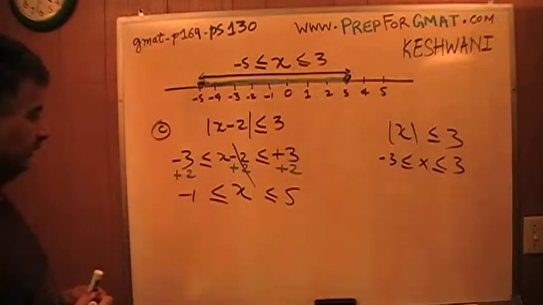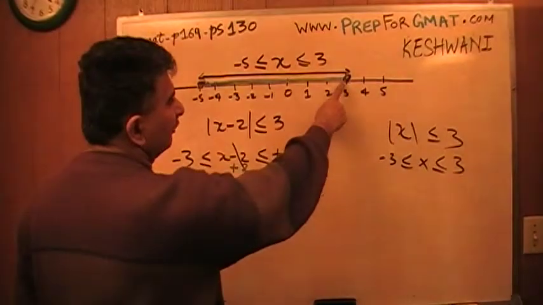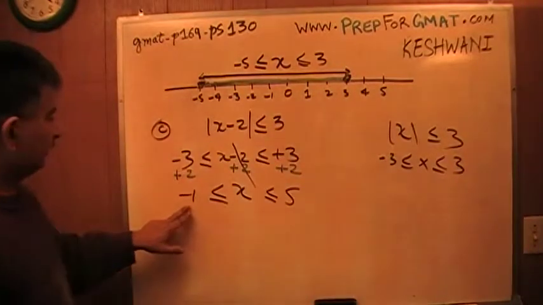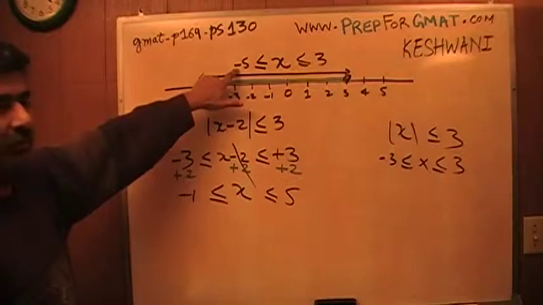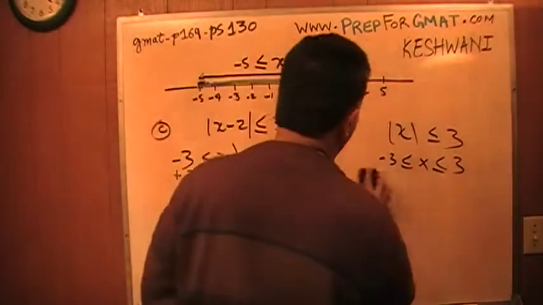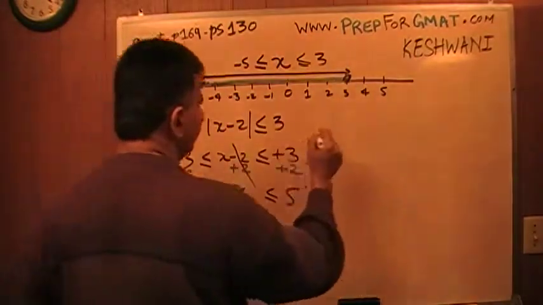There are two problems here. Here, x is allowed to be as high as positive 5. We are not allowed x to go beyond 3. And the problem here on this end is that x stops at negative 1. Our x is allowed to go all the way up to negative 5. C is no good. Let's take a look at D.